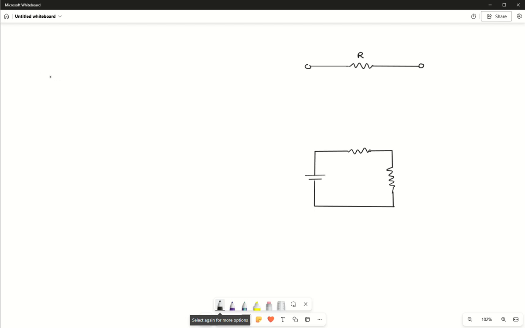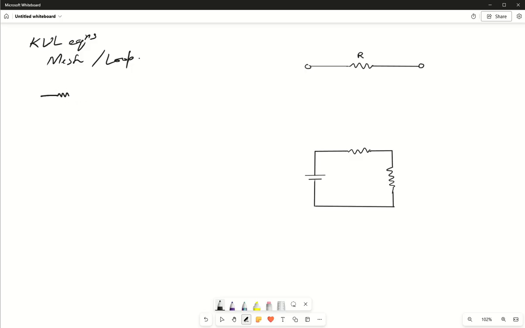Hello everyone. So today we're going to learn about how to write KVL equations for a circuit. To start with KVL equations, we should first know where we are going to use these KVL equations. For applying KVL equations, we should have a mesh or a loop. The basic difference between mesh and loop is that a mesh can be a loop, but a loop cannot be a mesh.